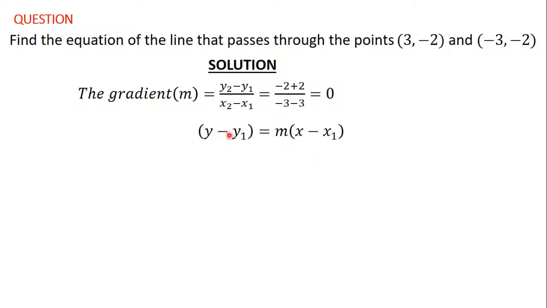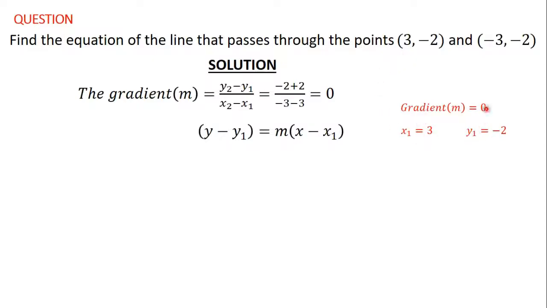The formula is y minus y1 is equal to m into brackets x minus x1. m is the gradient. In this case, m is 0. Because I'm choosing the first point, x1 will be the x coordinate here, which is 3, and y1 will be the y coordinate here, which is minus 2. So the gradient is 0, x1 is 3, and y1 is minus 2. Once again, let me stress the point that you can also choose the second point and you get the same answer as what you get when you choose the first point.